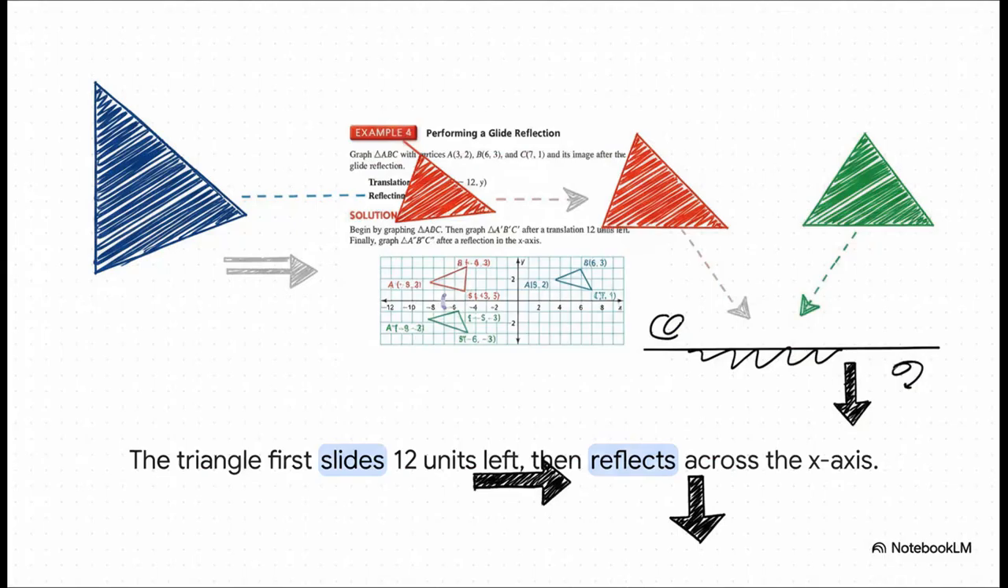Let's see it in action. We start with the blue triangle. The instructions say, first, translate it 12 units to the left. Okay, so we just slide it over, and it lands where that red triangle is. Step 1, done. Now, step 2, we reflect that red triangle across the x-axis, and boom! That gives us our final image, the green triangle. Slide, then flip.